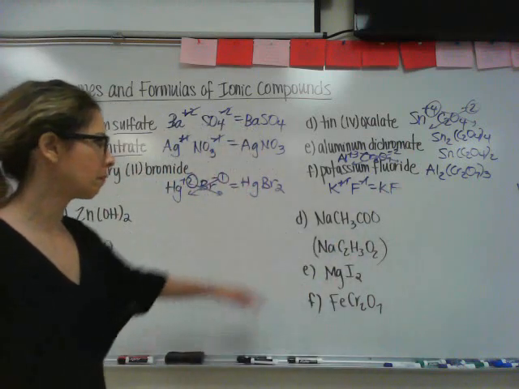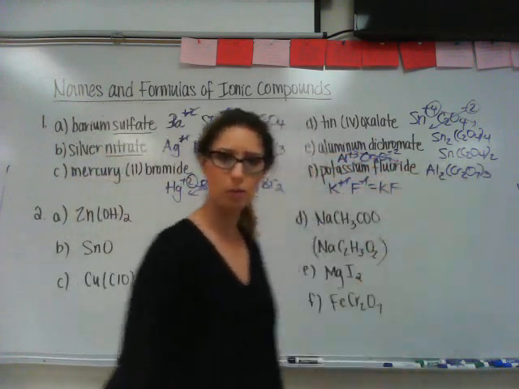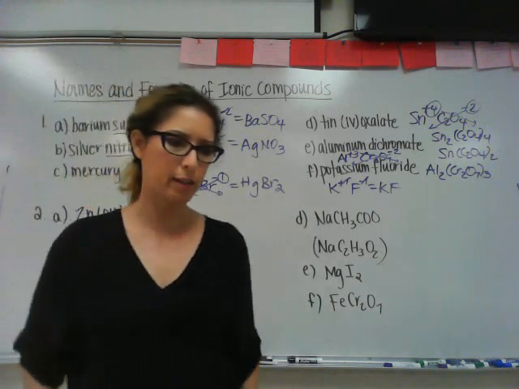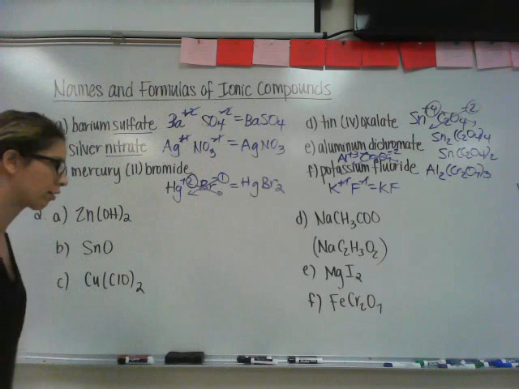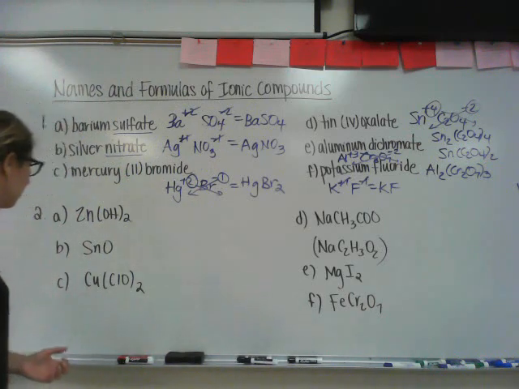So do you see how this was a mix of binary ionic compounds and ternary ionic compounds? All right, let's take a look at number 2. For number 2, we're going to write the names of chemical formulas, and these are binary and ternary ionic compounds. So it's a mix. So you're going to see some polyatomic ions in here.